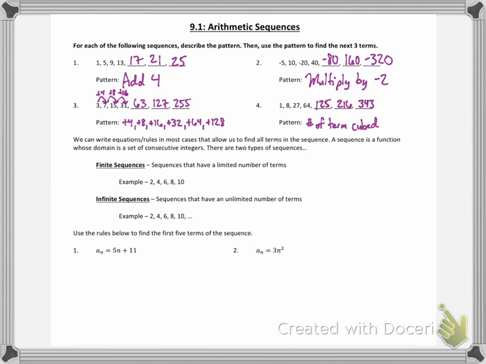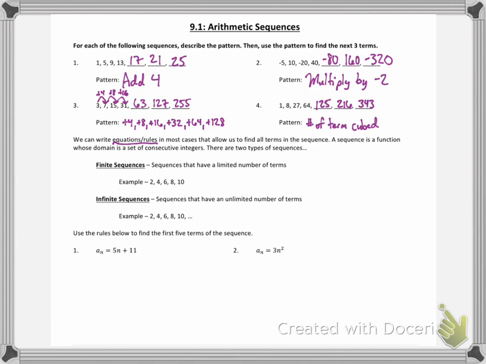Now, with patterns, especially when they're not as explicit as at least the first couple of examples, we can write equations or rules. Okay, you're going to see both those words interchanged in most cases, that allow us to find all the terms of a sequence. So a sequence has a domain that is a consecutive set of integers, and again, it follows a specific pattern in some sort of way.